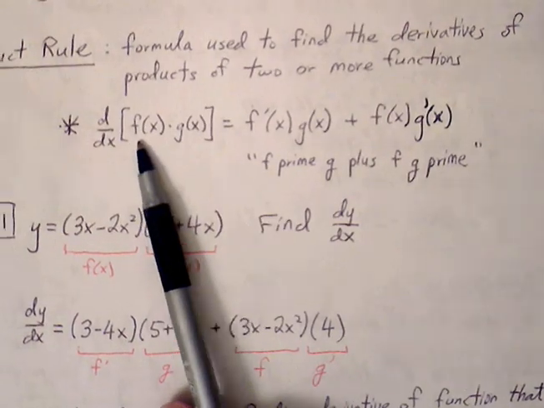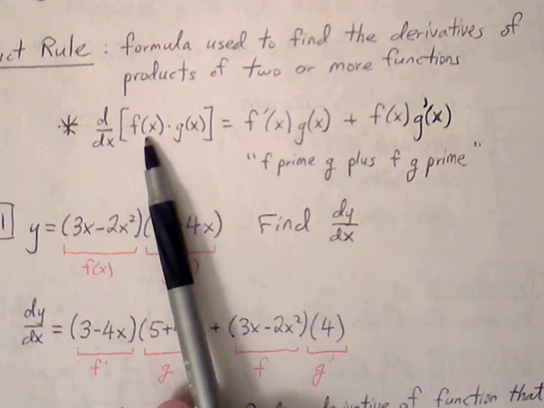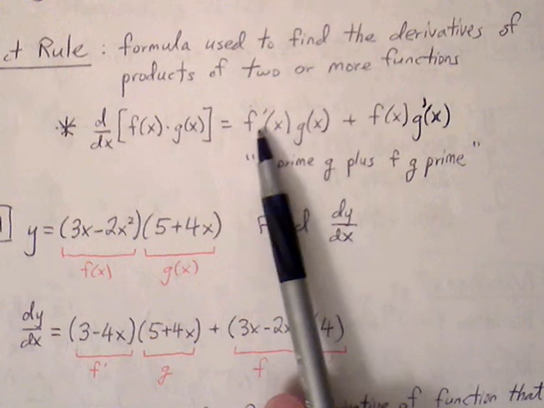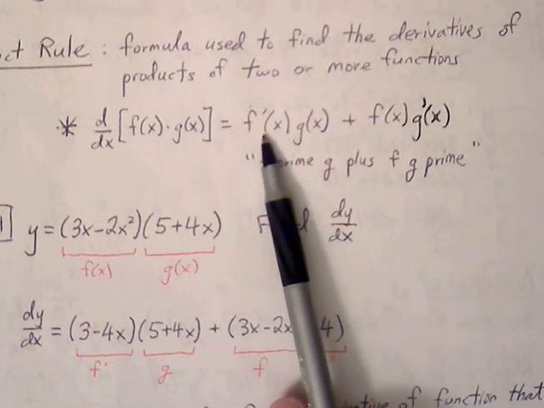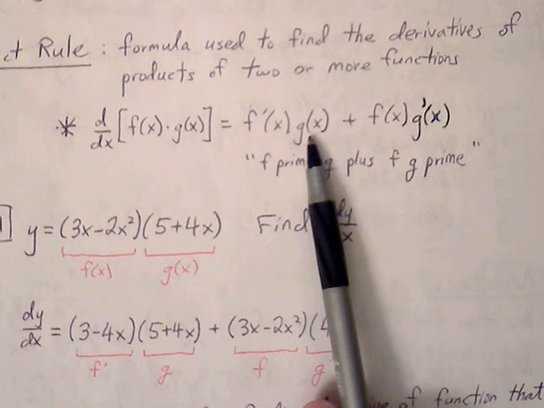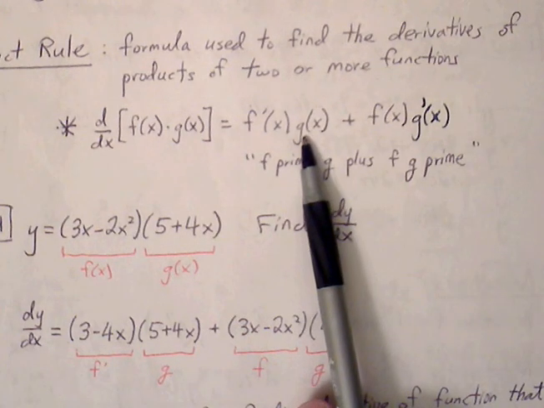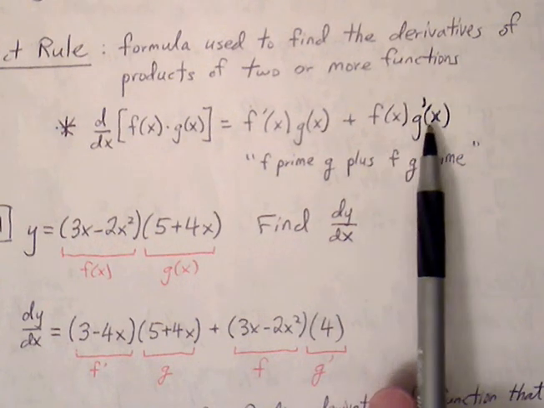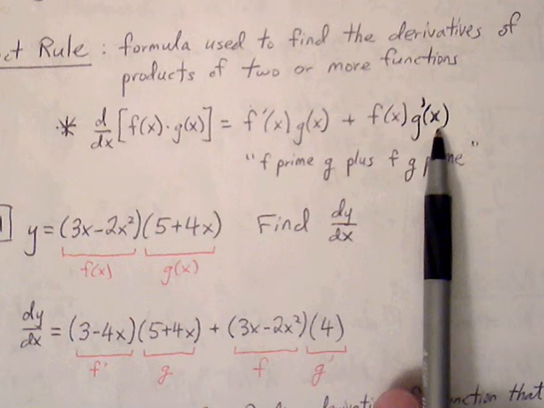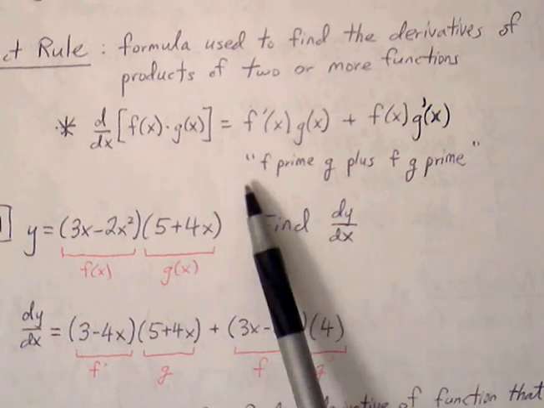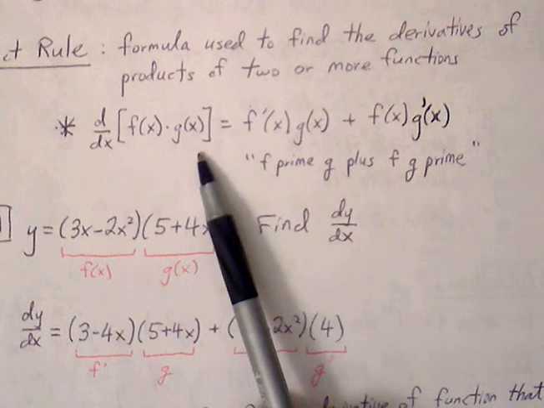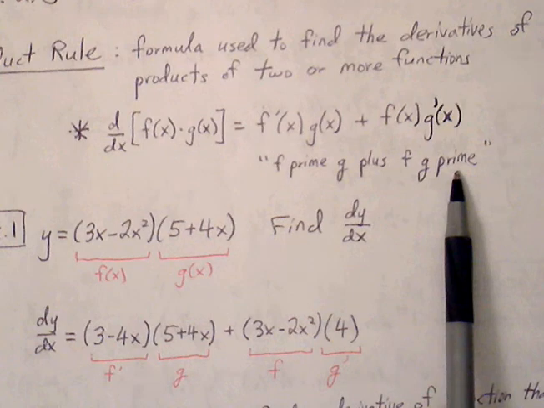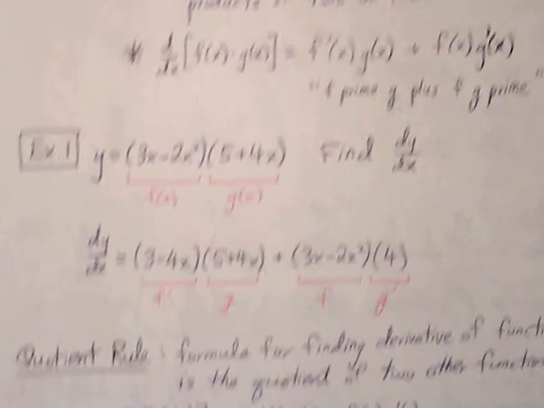So the derivative of two functions being multiplied together, let's say the first function is f of x and the second function is g of x, we're going to take the derivative of the first function and multiply it with the original second function, plus the original function f of x times the derivative of the second function, g prime of x. So a way to say this quickly with the product rule is f prime g plus fg prime.